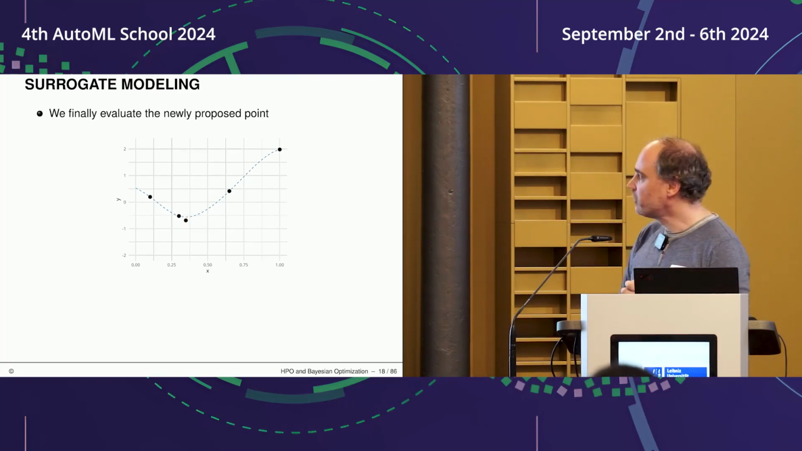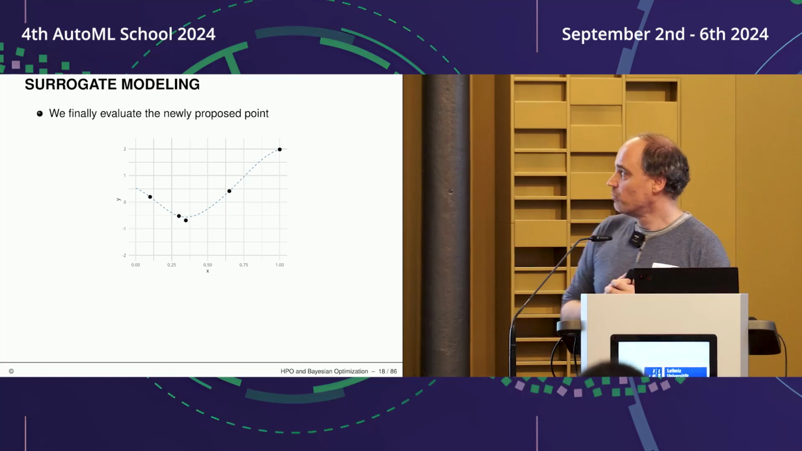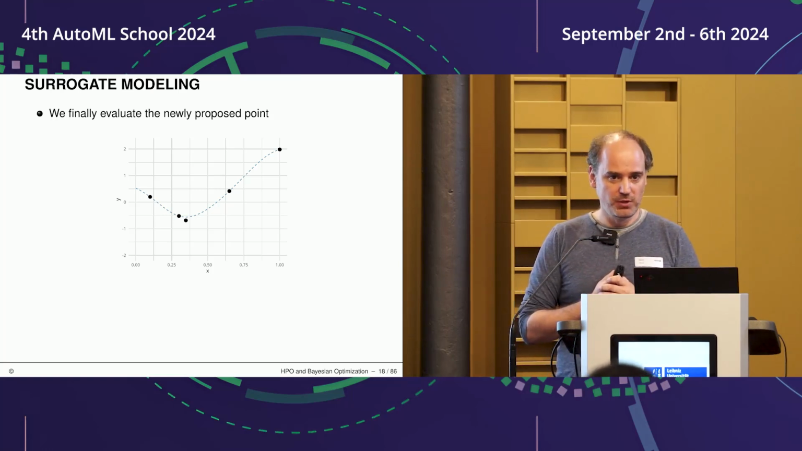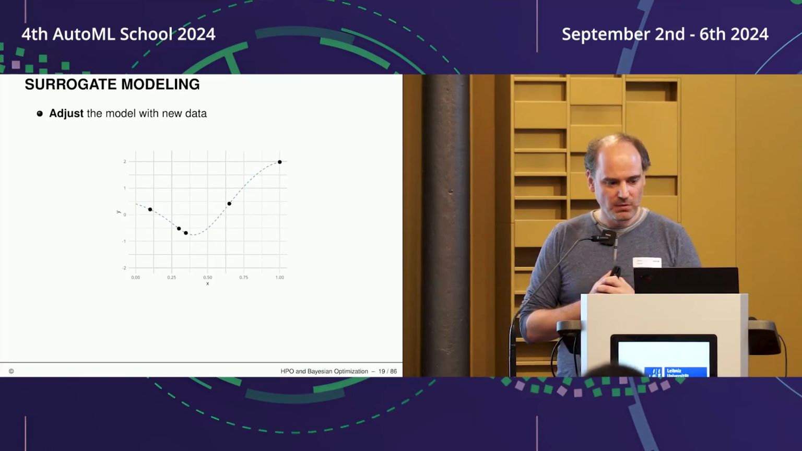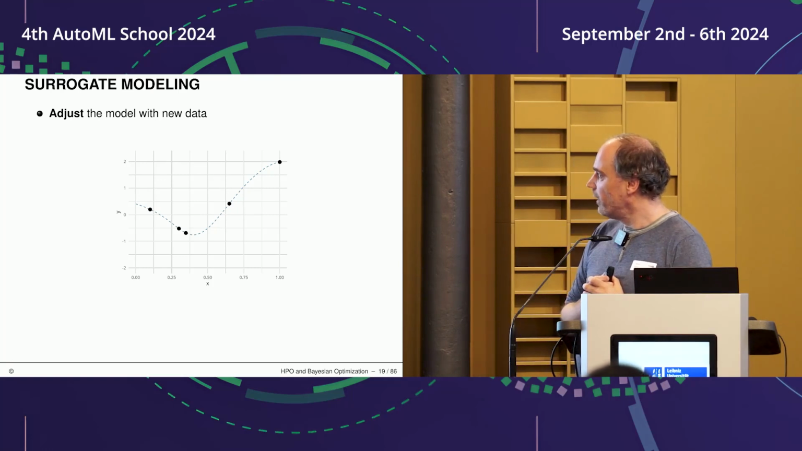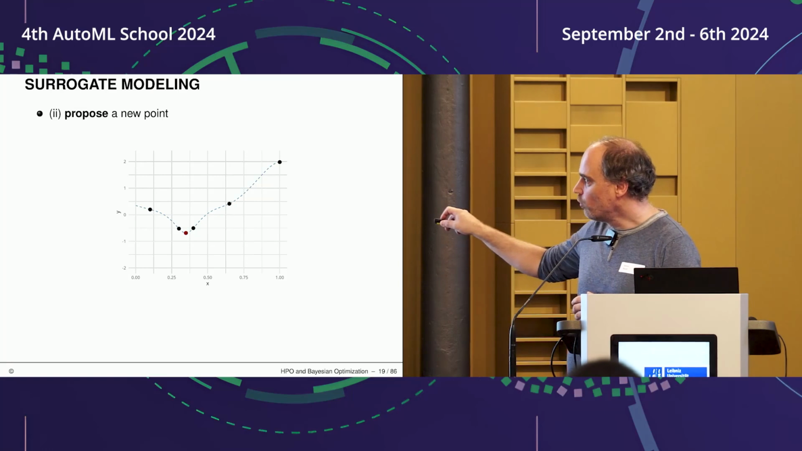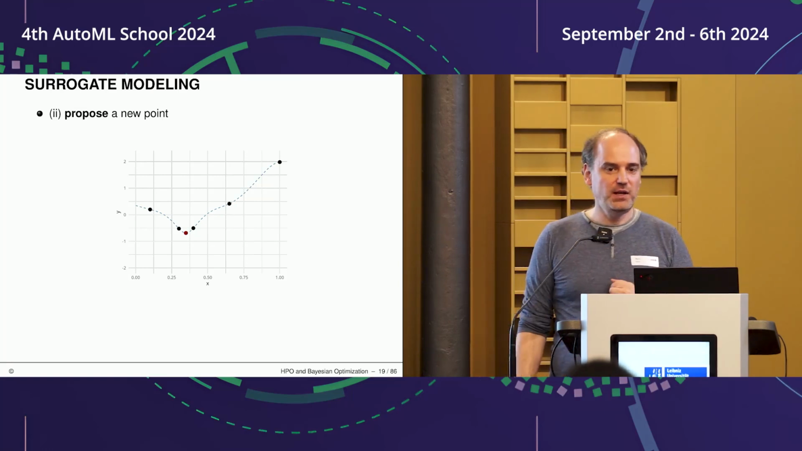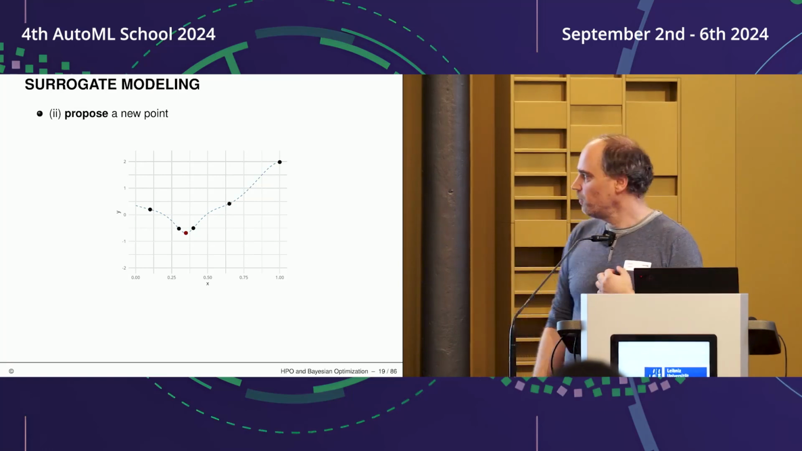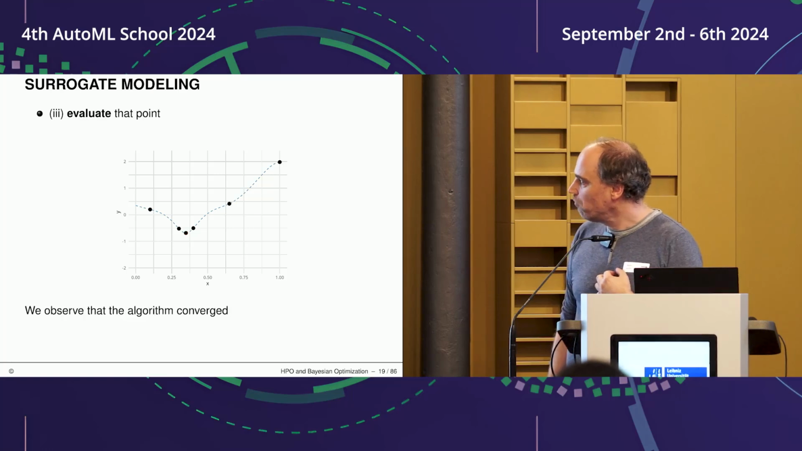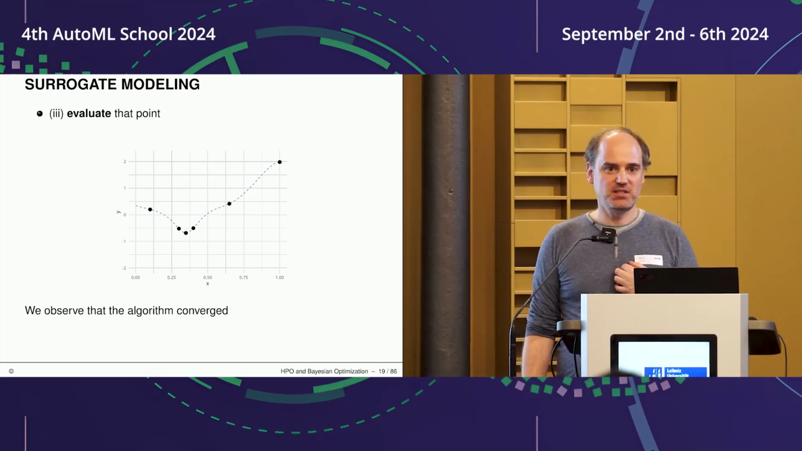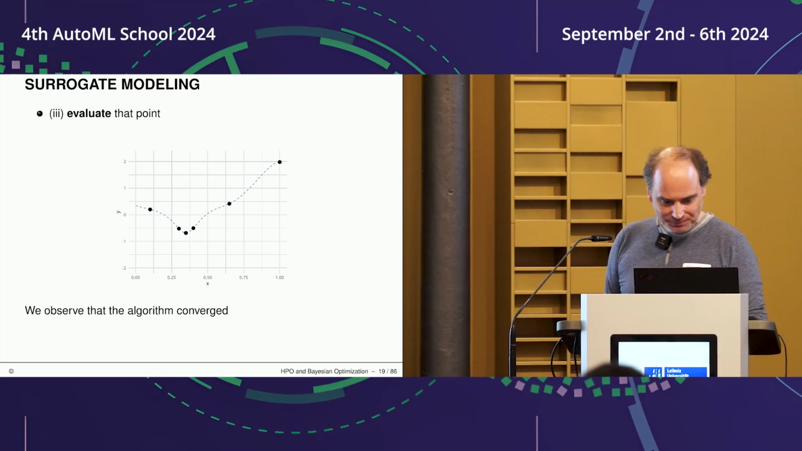And we've seen a couple of examples. Then we really evaluate the true point. This will now be the expensive part. Then we adjust our model with new data. We propose a new point again. We evaluate again. We fit our model again. We propose a new point. This is fairly close to what we have evaluated before. Not a lot is changing anymore. We have converged. Success, right? Great, we are done.